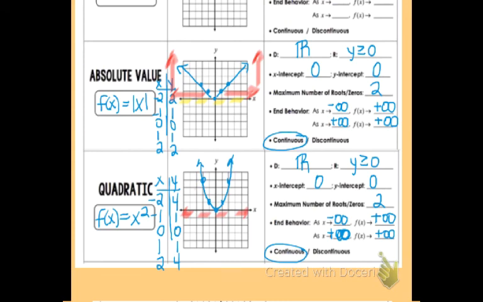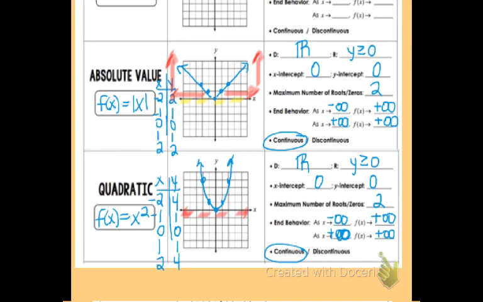So now there are many other parent functions. There's other families of functions we're going to study. But our main focus is going to be on linear, absolute value, and quadratic for the near future. So we're going to actually end with this parent function, the quadratic parent function.